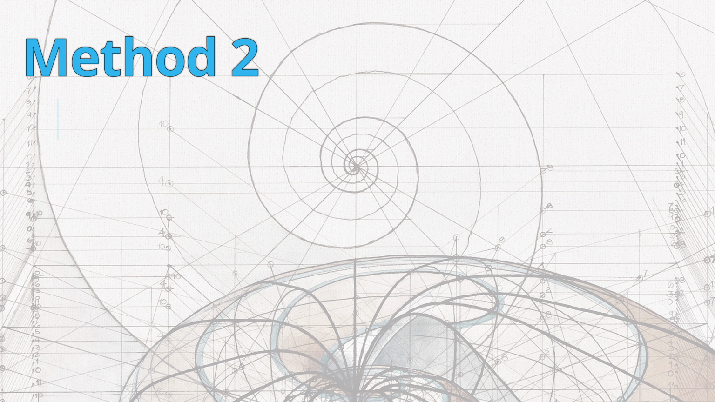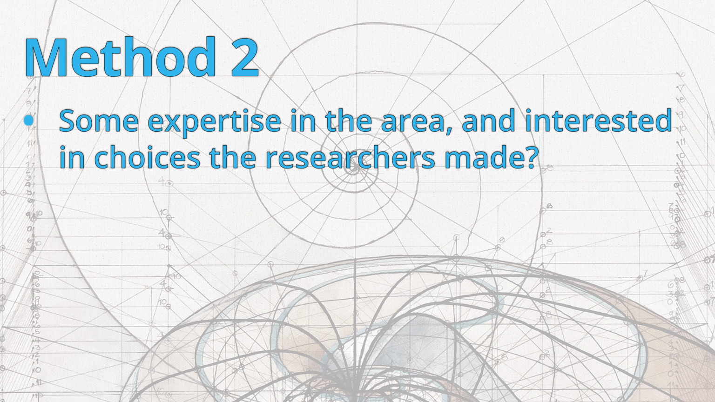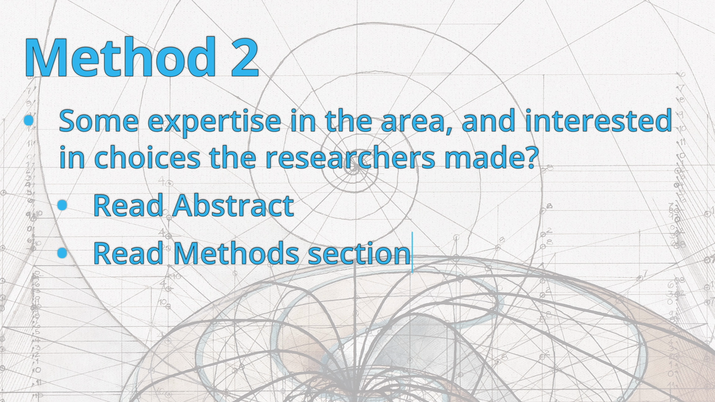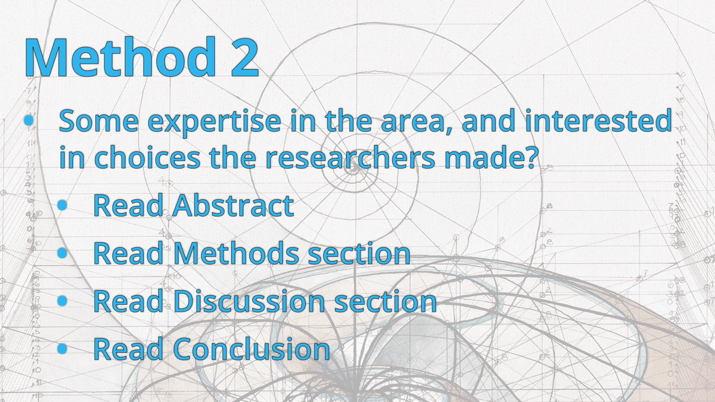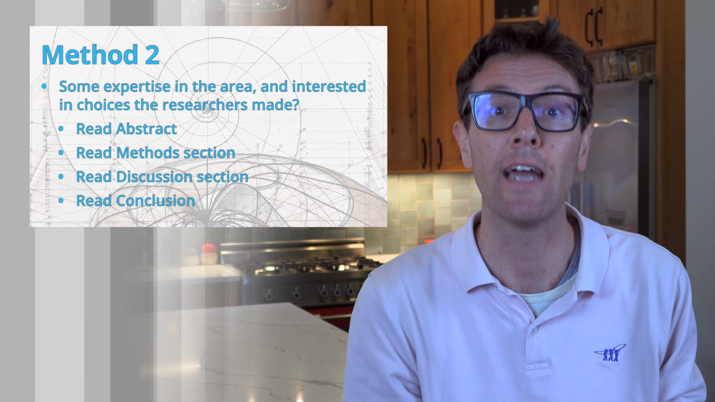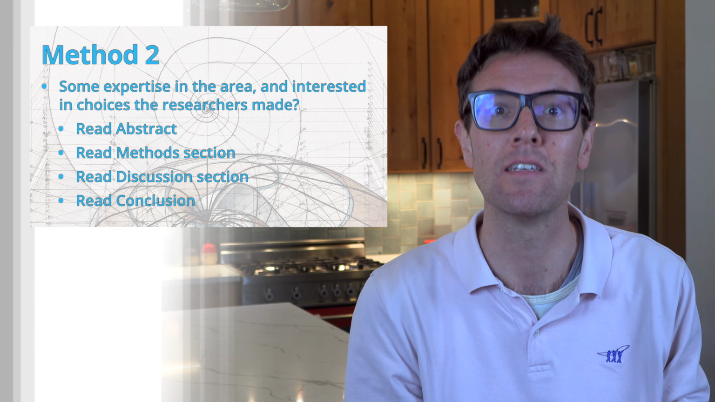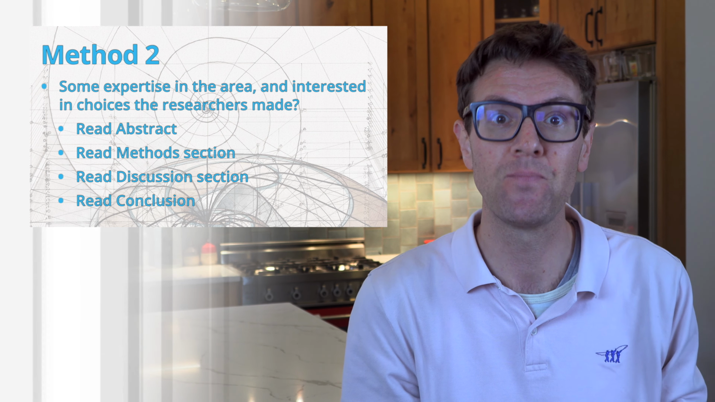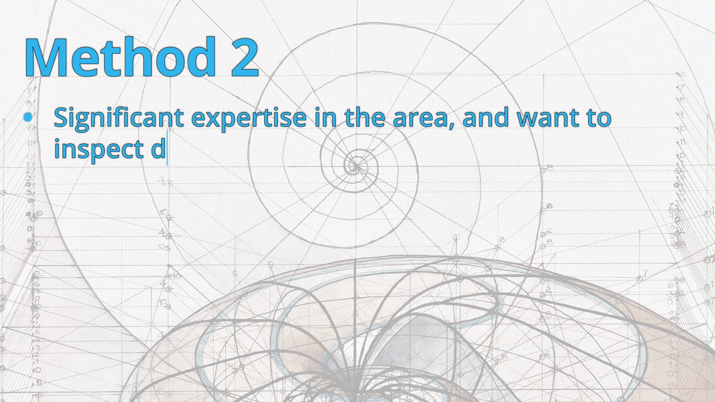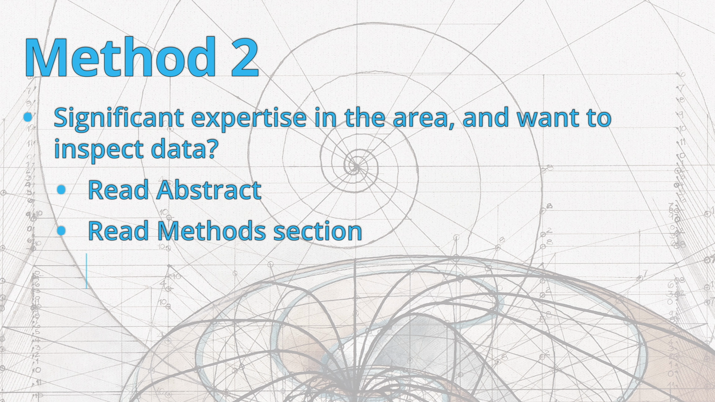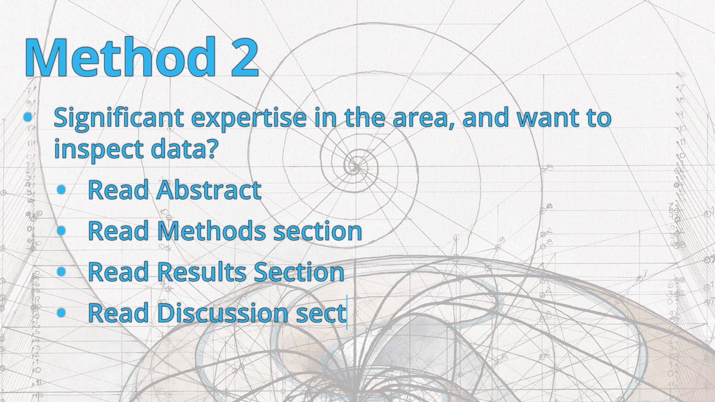If you have some expertise in the area and are interested in the choices the researchers made for how to approach the research, reading the abstract, the method sections, the discussion section, and the conclusion should give you a good sense of the research question, the experimental or study design, the impact the data had on their confidence in their hypothesis, and what they think they've shown. If you have significant expertise in the area, also looking at the results section to see what the data looks like might be useful.